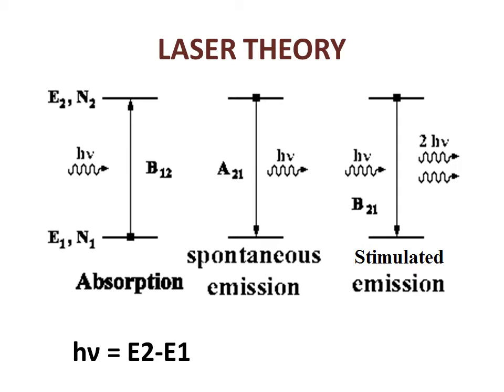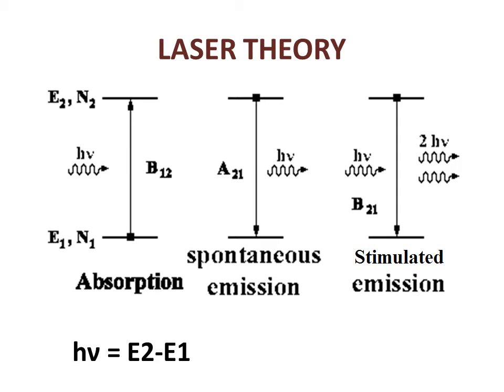Now the three processes which we earlier discussed are shown once more here, because the objective of developing the laser theory is to find out the rate of transition between these two levels. So there are three possible transitions. They are shown here. The first one is absorption.